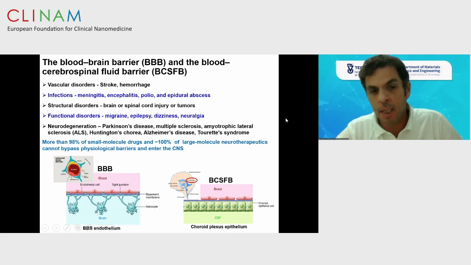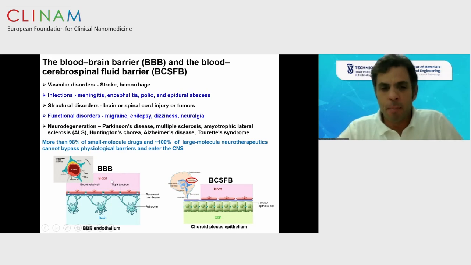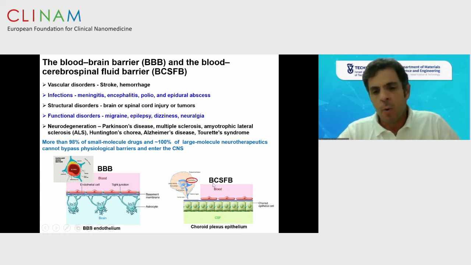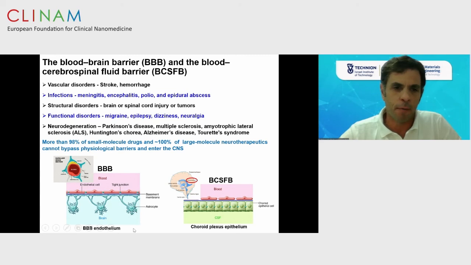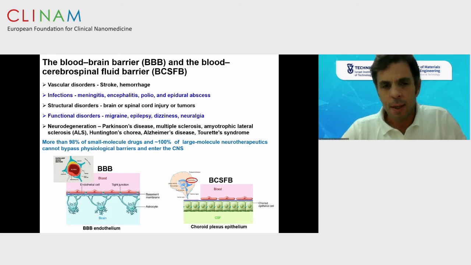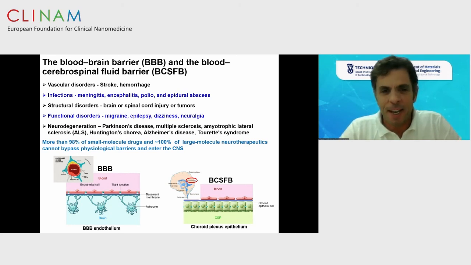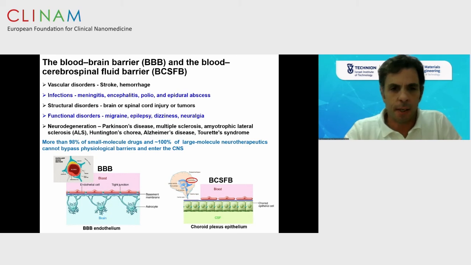One of these barriers is, for example, the blood-brain barrier, which is basically governed by a tightly bound layer of endothelial cells. In the same way, in the brain cerebrospinal fluid barrier, we have the choroid plexus epithelium that also is tightly bound. And by doing so, both barriers prevent the permeability of different types of drugs that you can find here into the central nervous system. So we were looking at different approaches that try to balance complexity and translatability, and by doing so to increase the bioavailability of different types of drugs, especially small molecule, hydrophobic drugs, in the CNS.